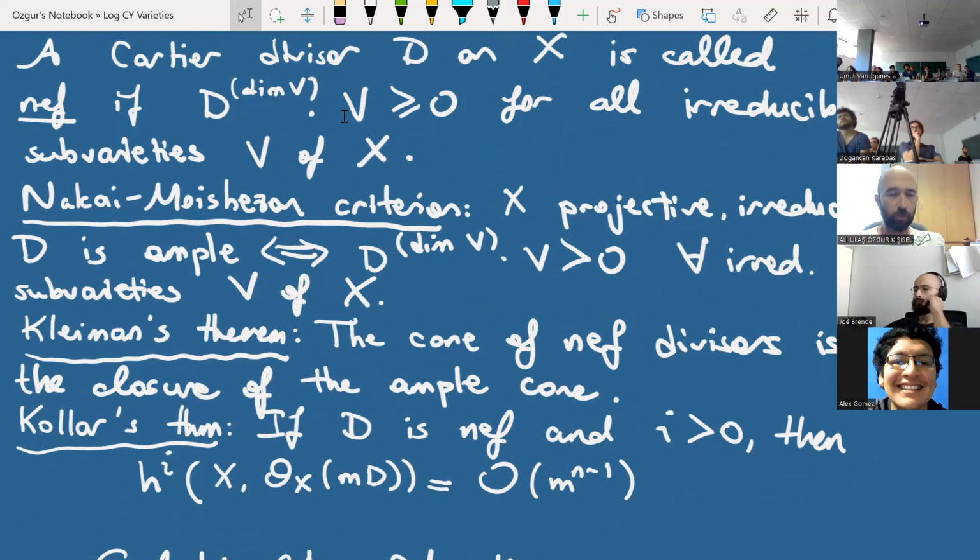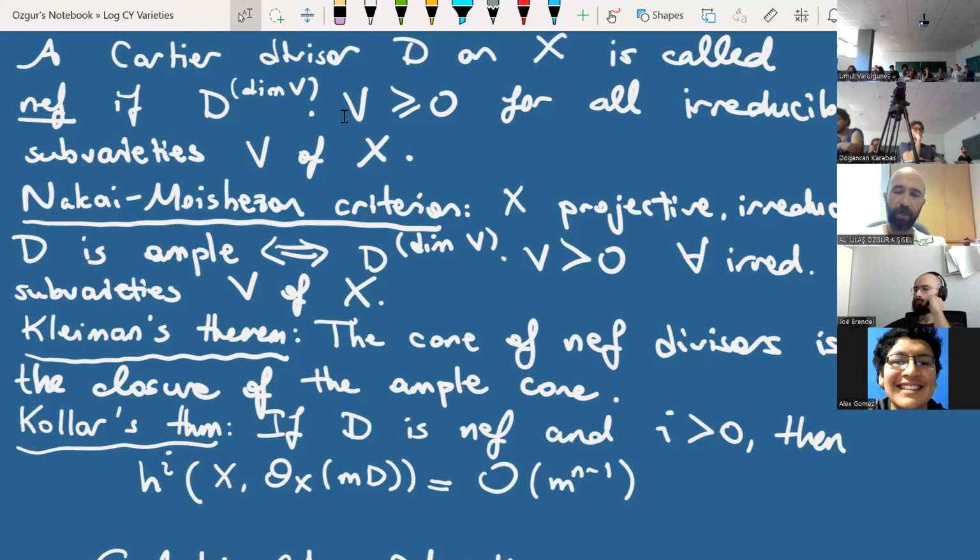Now, this is related to what is known as the Nakai-Moishezon criterion. If D is ample, then such numbers would always be greater than 0. That direction is sort of easy to see, but the converse is also true. So if this holds for all subvarieties, then this is a criterion of being ample.